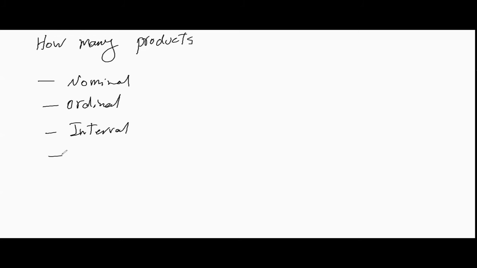And is this data ratio? If somebody buys zero products, does it mean that he will buy no product, or is it subjective? Yes, it means that he will not buy any product. It's not subjective. So this data is ratio. In other words, if somebody buys 20 products and another person buys 10 products, no matter what the unit of measurement is, that person is buying twice the other one. Okay?